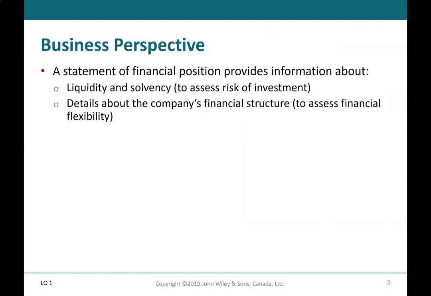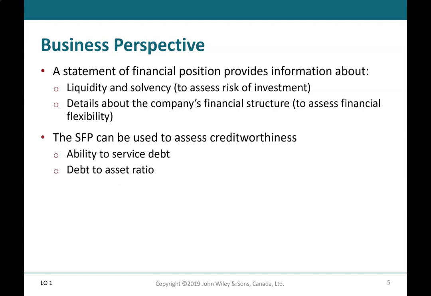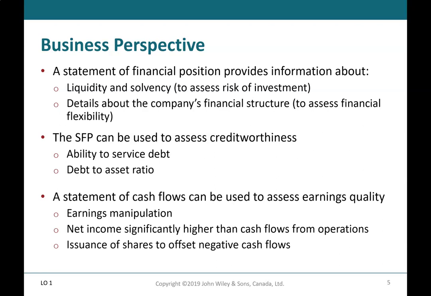Business perspective. A statement of financial position provides information about liquidity and solvency to assess risk of investment, and details about the company's financial structure to assess financial flexibility. The SFP can be used to assess creditworthiness, ability to service debt, and debt-to-asset ratio. A statement of cash flows can be used to assess earnings quality and earnings manipulation: net income significantly higher than cash flows from operations, or issuance of shares to offset negative cash flows.